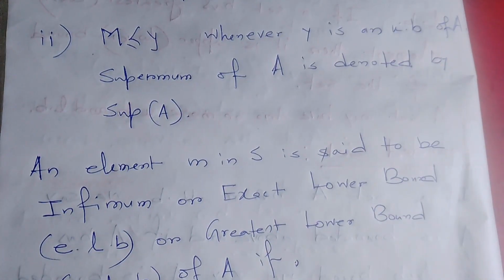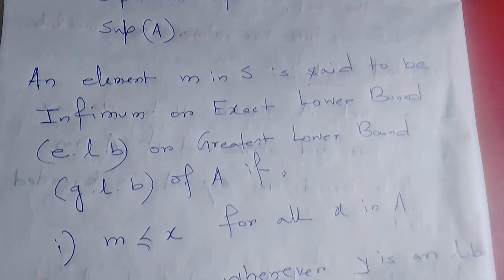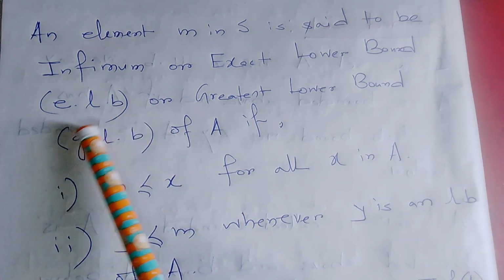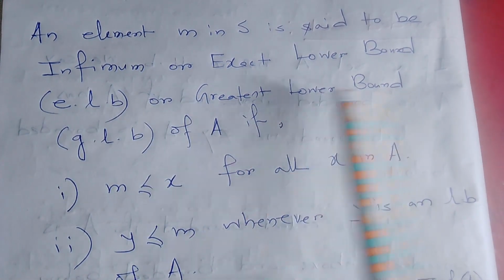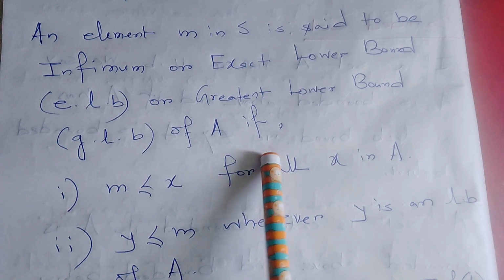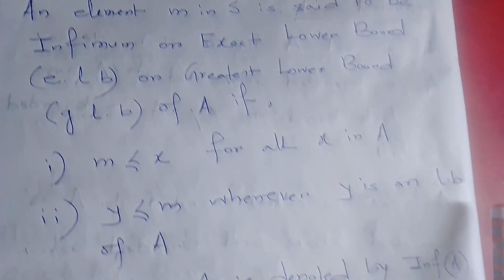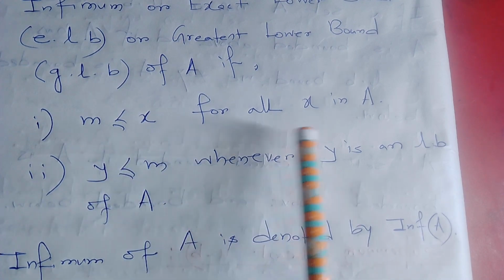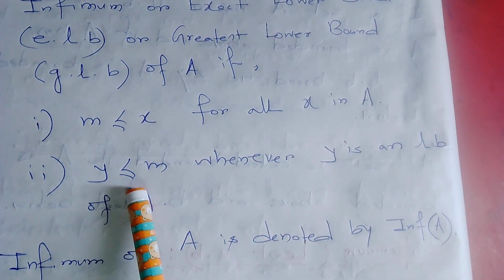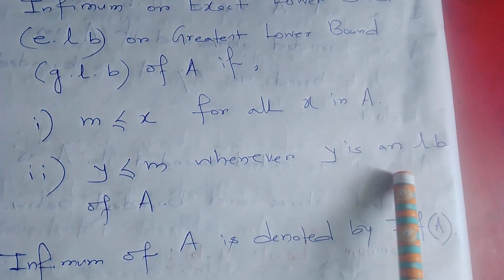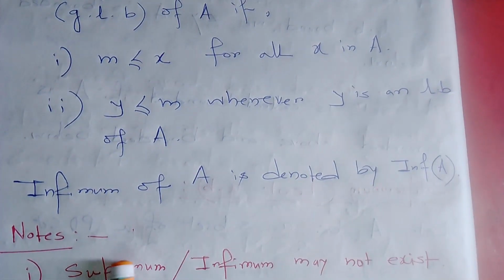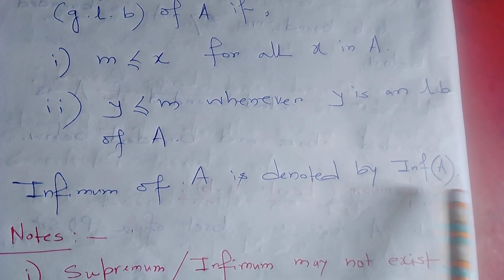An element M in S is said to be the infimum, exact lower bound or greatest lower bound of A if these two conditions hold: M ≤ x for all x in A, and y ≤ M whenever y is a lower bound of A. The infimum of A is denoted by inf A.